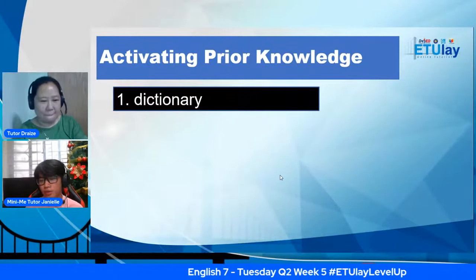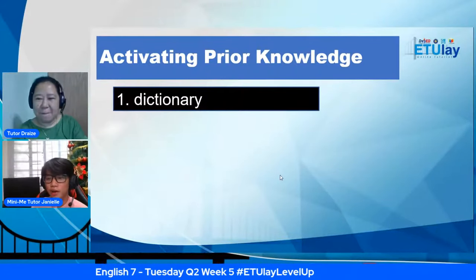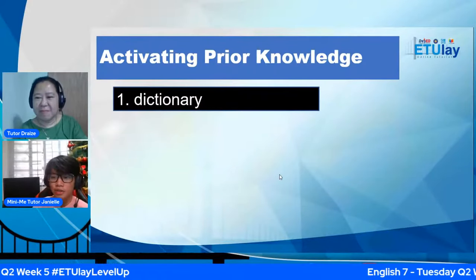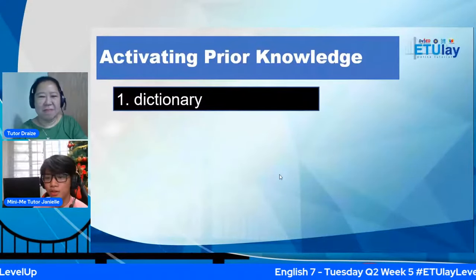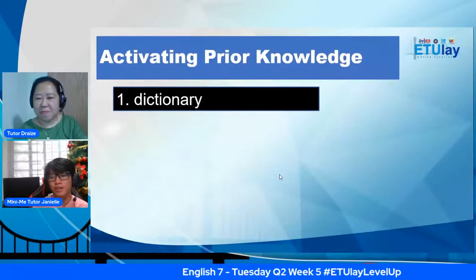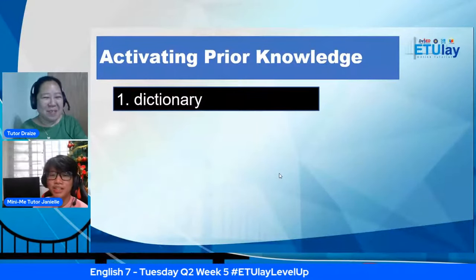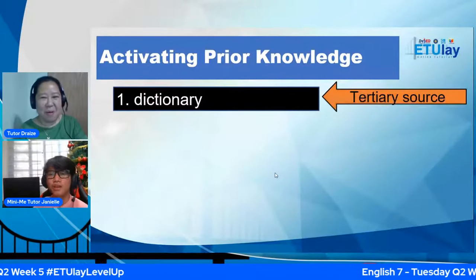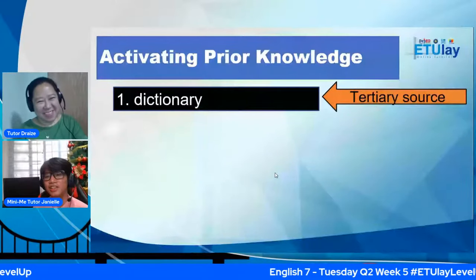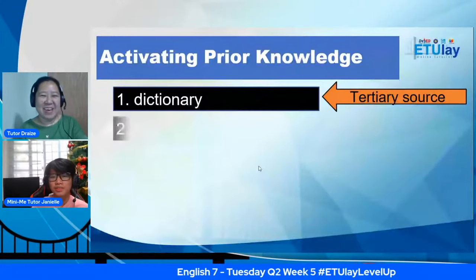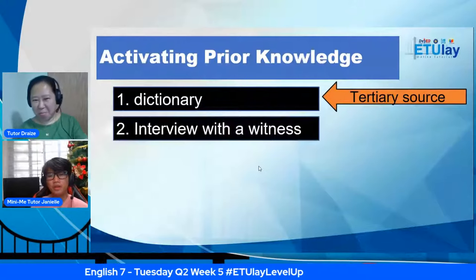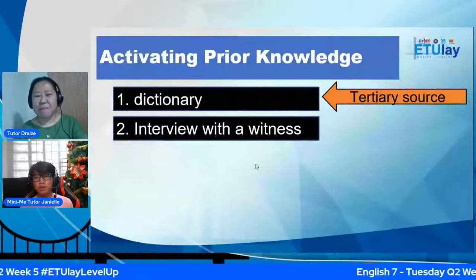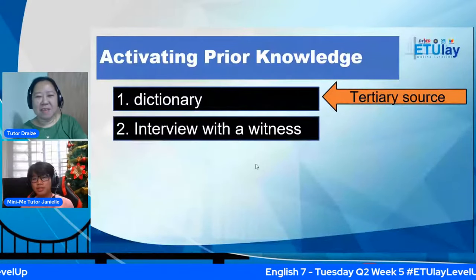So we have an answer from Trisha Cartagena, which is tertiary. Nino as well, tertiary. Eds Barreto, tertiary. Oh, it looks like they already know the answer. Let's see if tertiary is the correct answer, ma'am. What is the correct answer? Wow, good job, guys. It's a tertiary source. Okay, let's now have number two. For number two, we have interview with a witness. What type of source is this one?